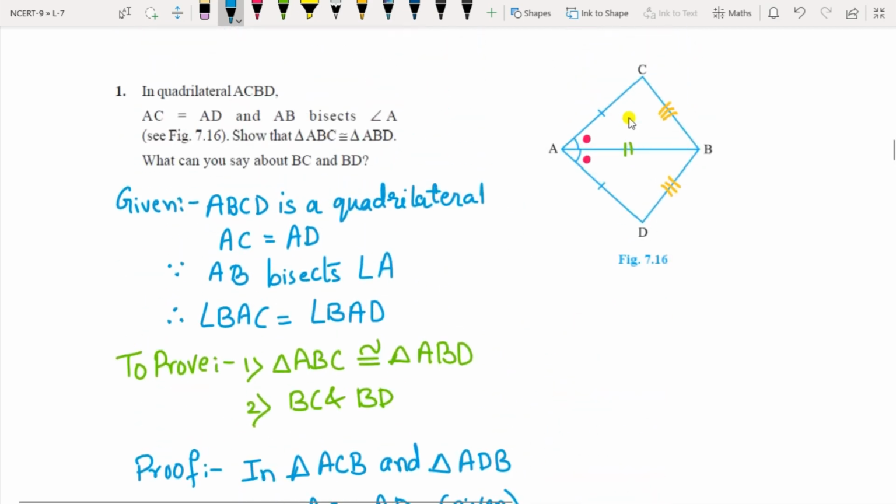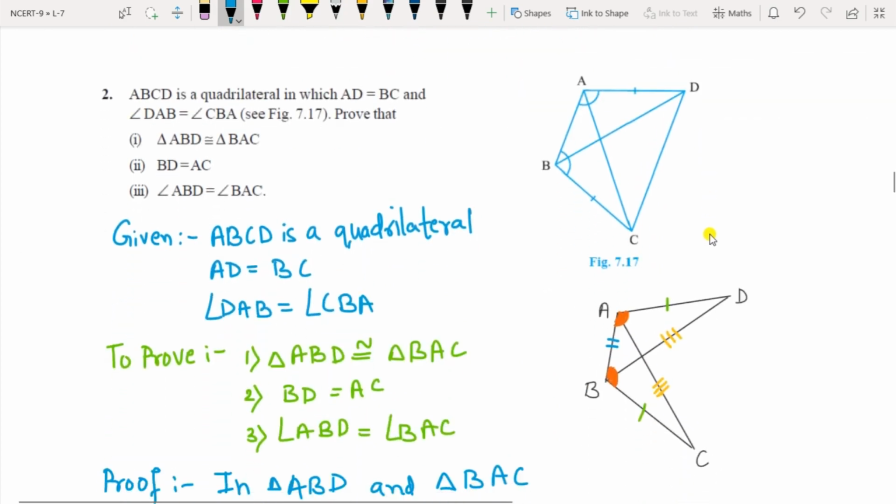See, we consider this triangle and this triangle. This side equal to this side already given. This is common, and this angle and this angle that we have said are equal because AB is the bisector of angle A. Okay. So three things we proved to be equal, and therefore this triangle is congruent to this triangle. And therefore BC equal to BD, that we wanted to prove.